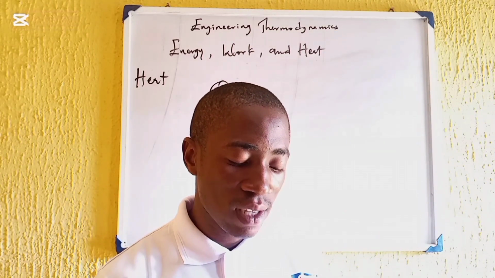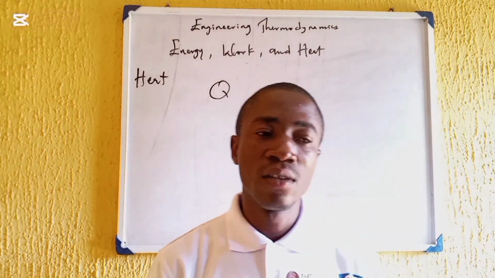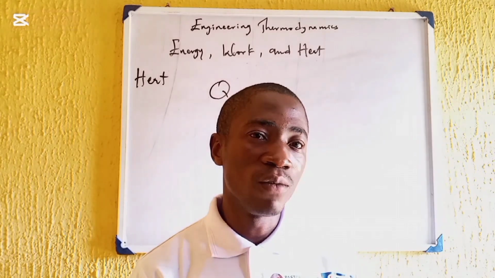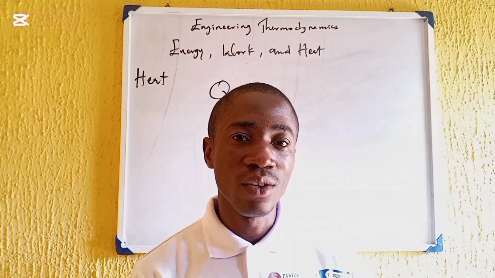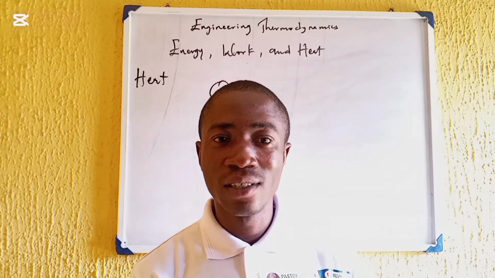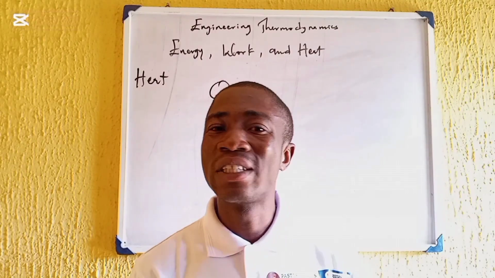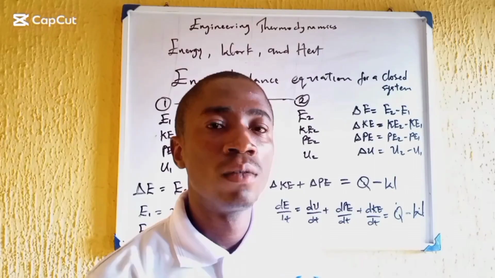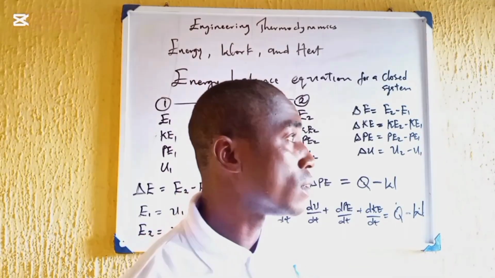So in other words, energy is conserved. What that means is when you have a system and the surroundings, there is no way you can be looking for a particular amount of energy and not get it. So it must be either in the system or in the surroundings. Energy will change from one form to another, but cannot be destroyed or cannot be created. Finally, we are looking at the energy balance equation for a closed system.